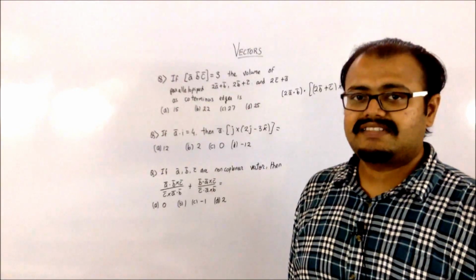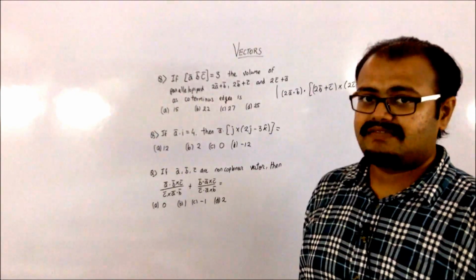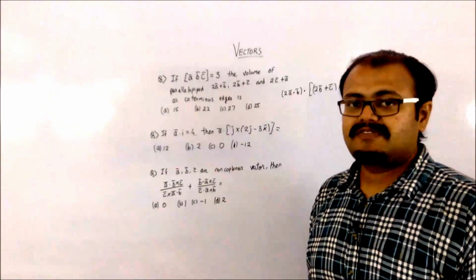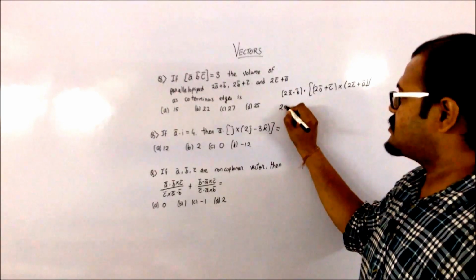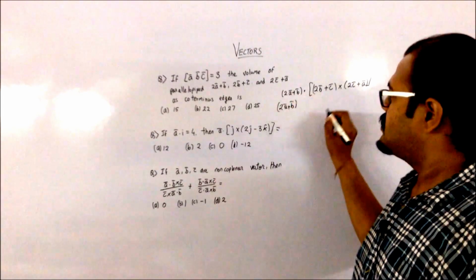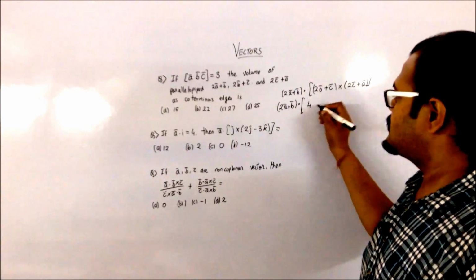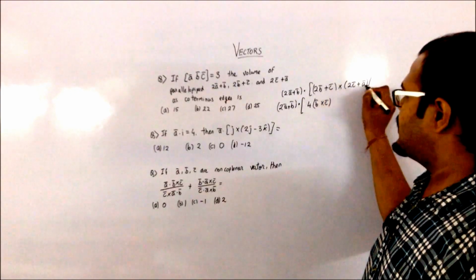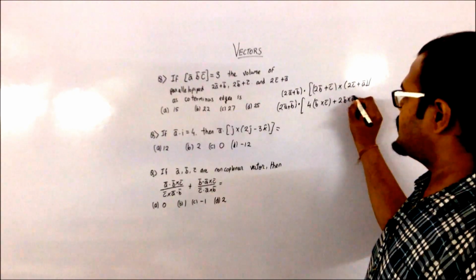I can write the sequence in any manner, because the basic formula is that you have to take the modulus of this particular value. So let us find the value of this. Before finding this, you have to first find the cross product of this. So my cross product will be 2B bar cross C bar, that gives 4B bar cross C bar, plus 2B bar cross A bar.